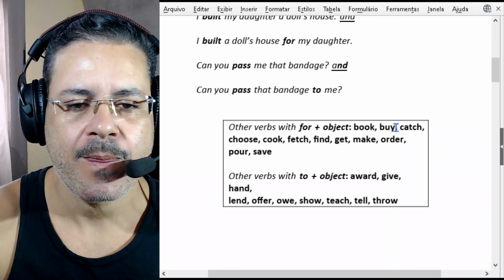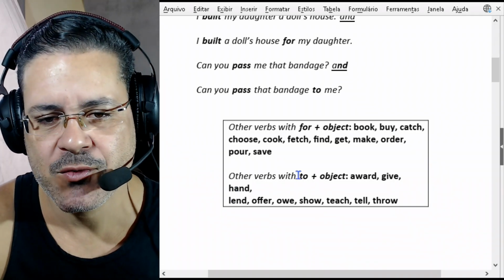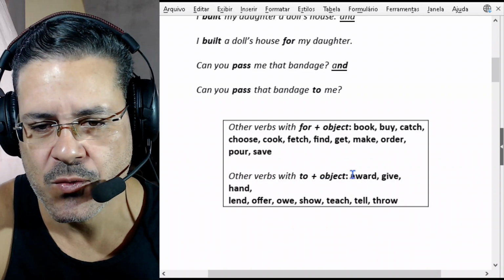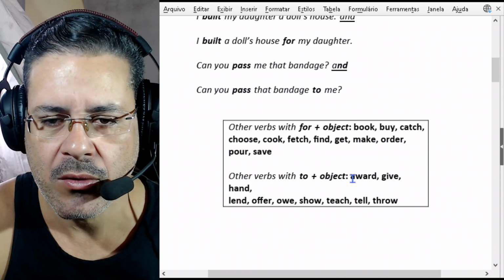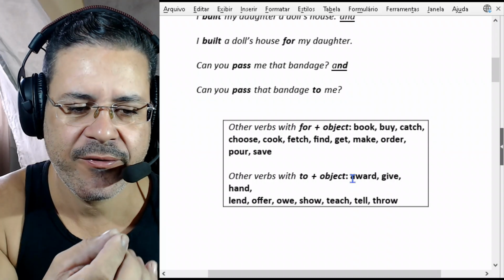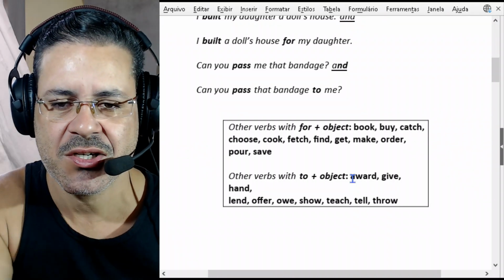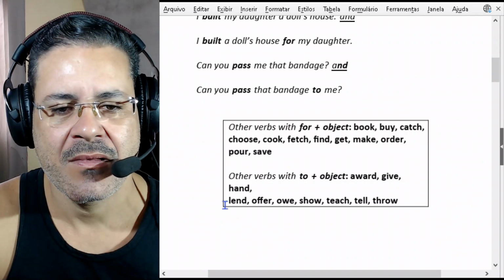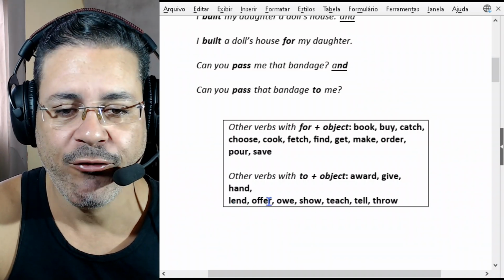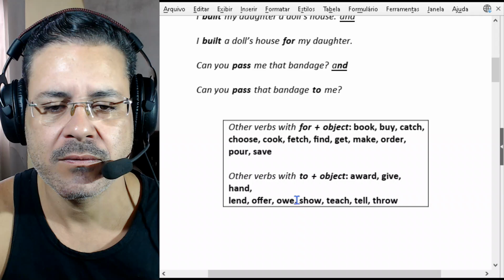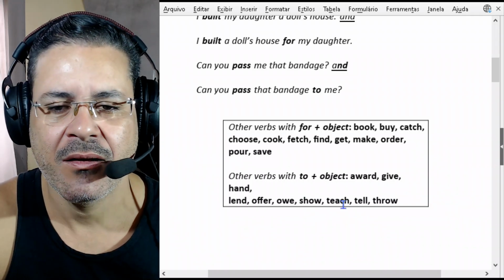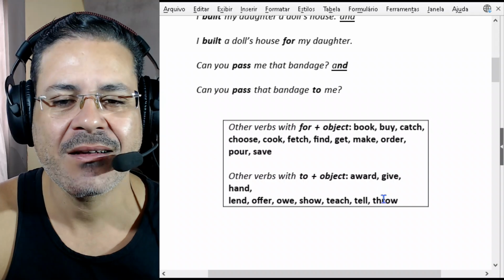save. And other verbs with to plus object we might use with the verbs award, concede, give, hand, lend, offer, owe, show, teach, tell, and throw.